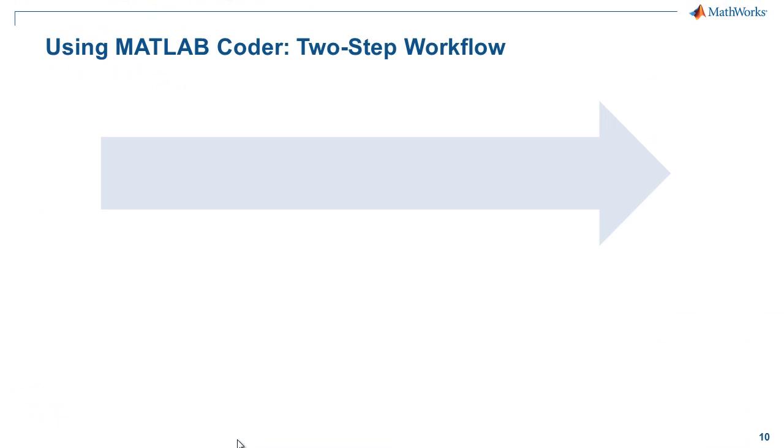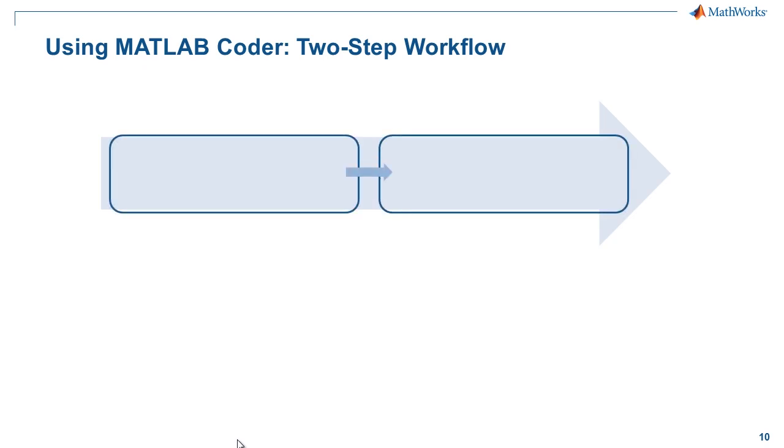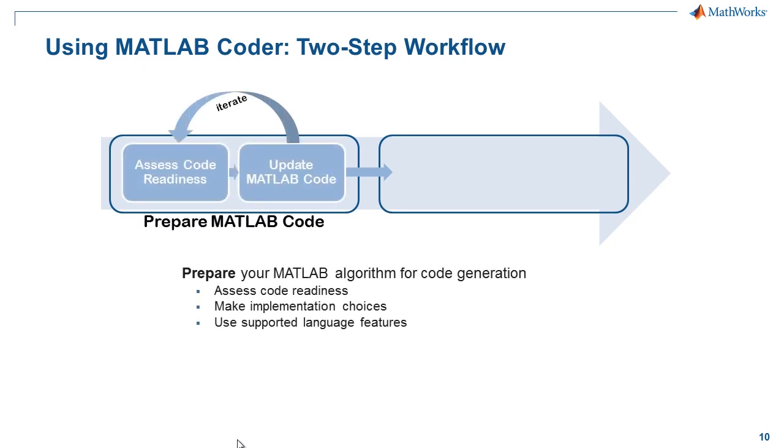So the algorithms you create probably won't be as simple as the example that we just saw. To successfully translate more complex and real-world algorithms, we recommend this two-step workflow to use MATLAB Coder. So in the first step, you need to prepare your MATLAB algorithm for code generation. You'll first assess code readiness of your MATLAB algorithm for code generation. Then you'll update your MATLAB code to introduce implementation considerations that are needed for C, and you'll need to use the MATLAB language features supported for code generation.